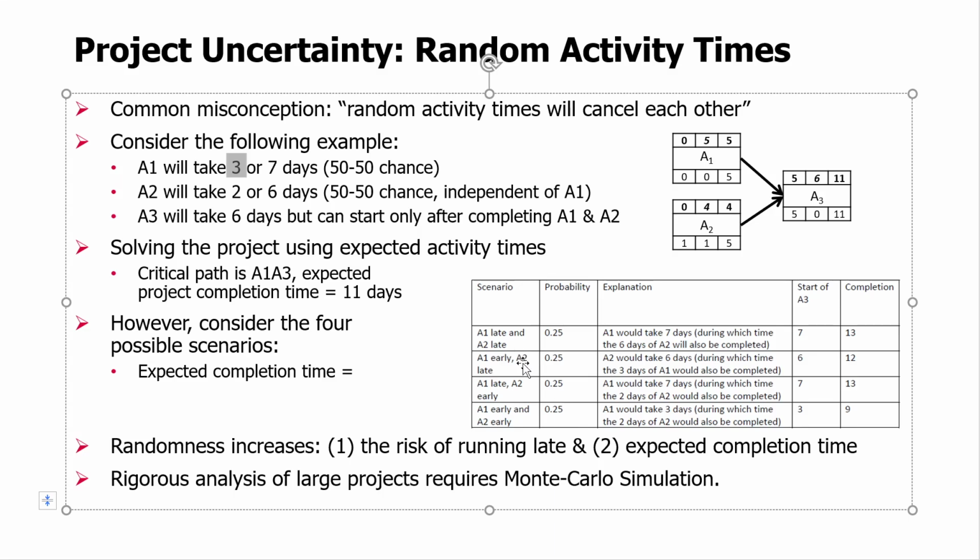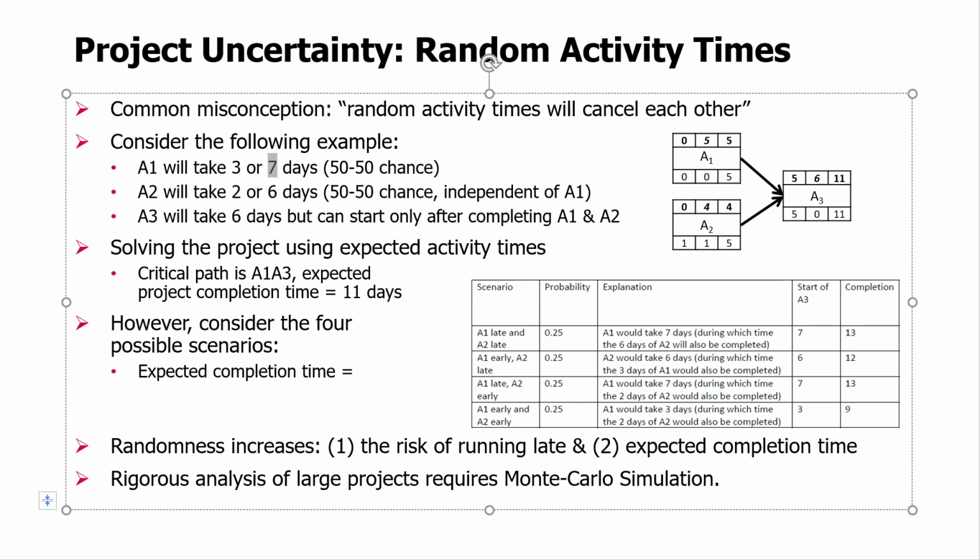Then A2 here is late, it takes 6 days. The A3 can start on day 6, and the whole project will take 12 days. If, on the other hand, A1 is late, 7, and this one takes 2 days, it's the 7 that matters, right? So the project, the A3 will start on day 7 now at the earliest, and then completion of the project will be 13 days.